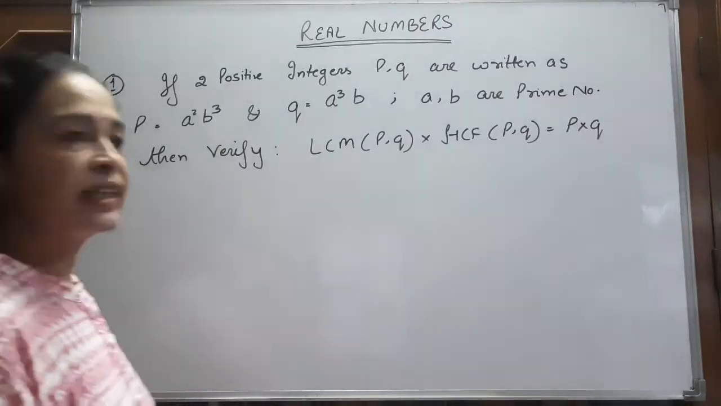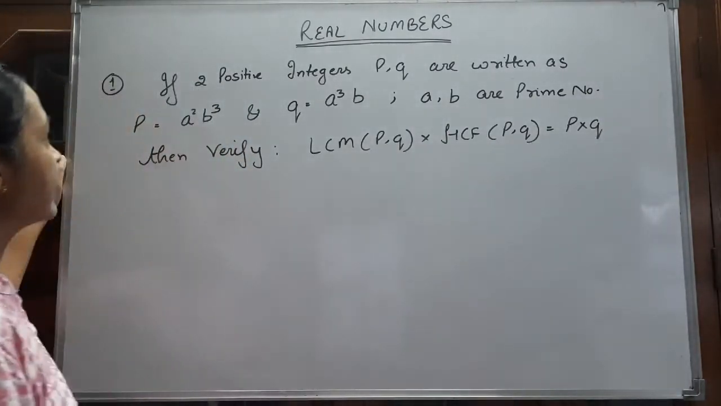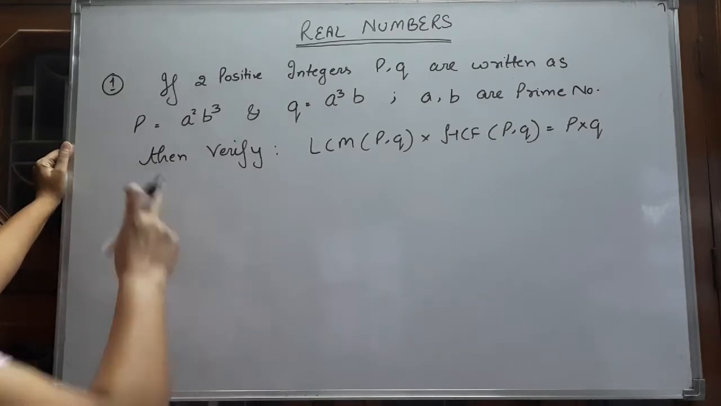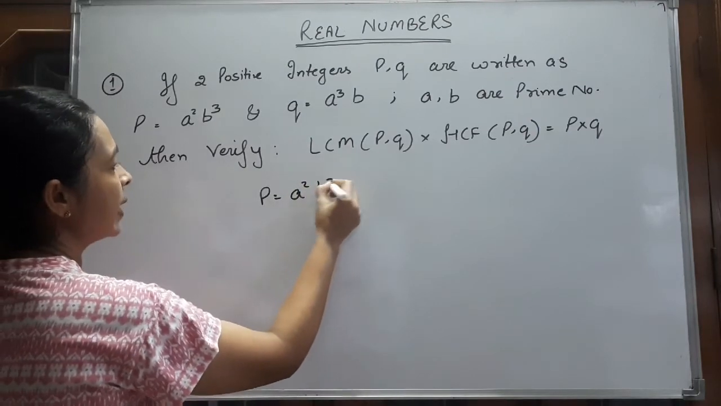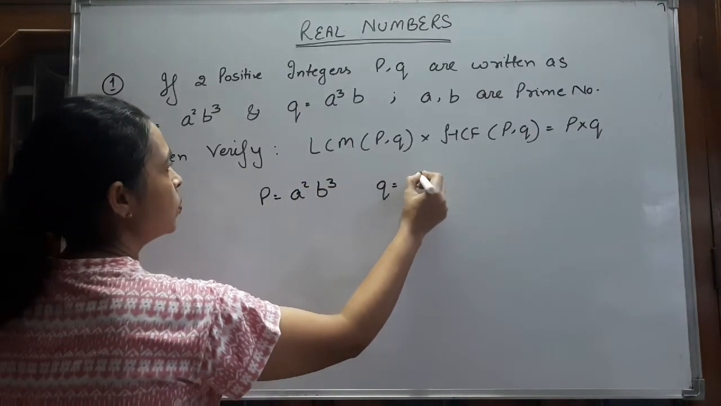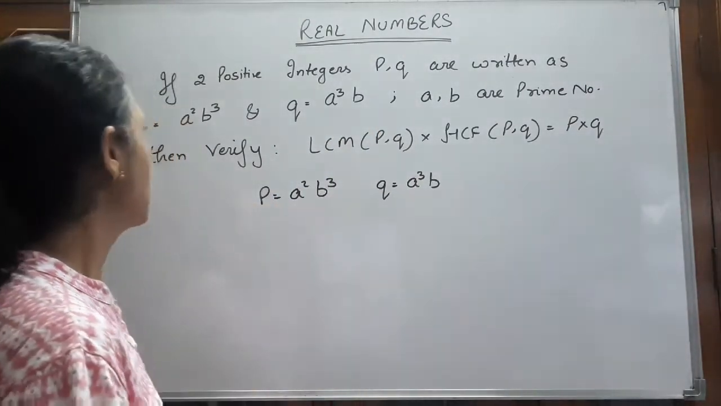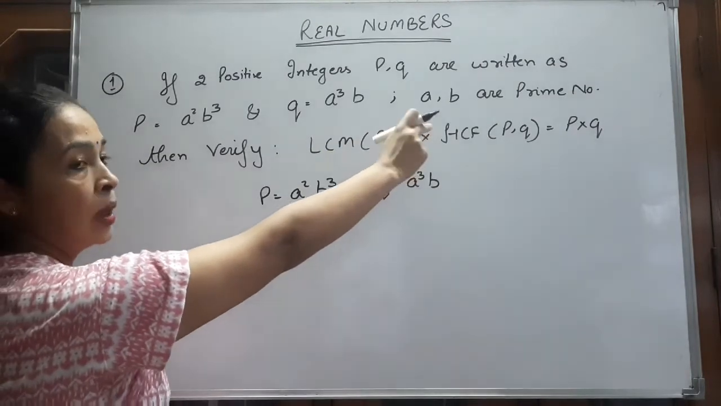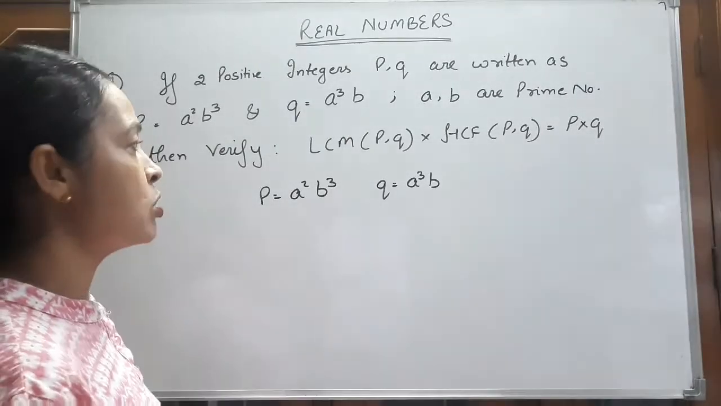Hello students, let's do some questions on real numbers. The first one is, if two positive integers p and q are written as p equals a square b cube and q equals a cube b, where a and b are prime numbers, we have to verify that LCM of p and q multiplied with HCF of p and q is equal to p cross q.